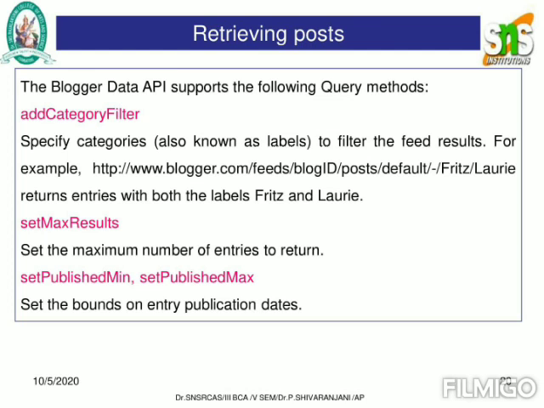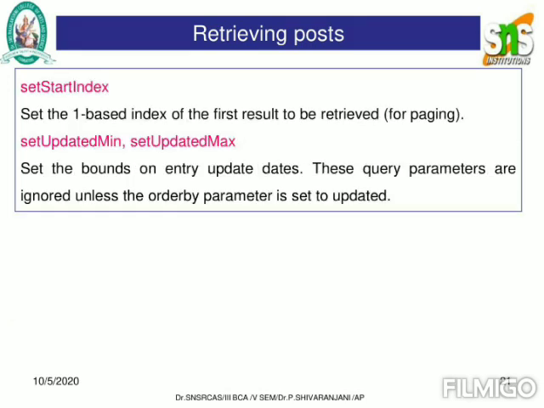The next is set start index. This sets the one-based index of the first result to retrieve, for paging. Set updated minimum and updated maximum set the bound on the entry update dates. These query parameters are ignored unless the order by parameter is set to updated.